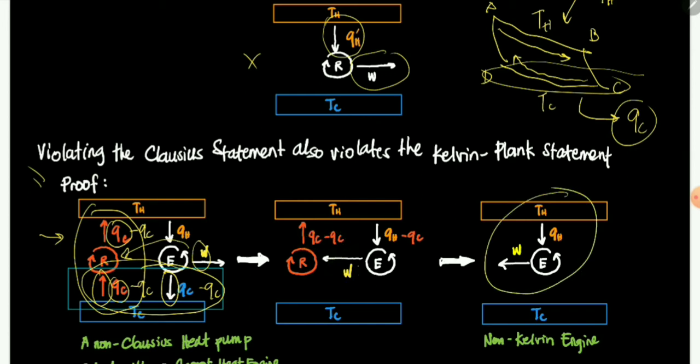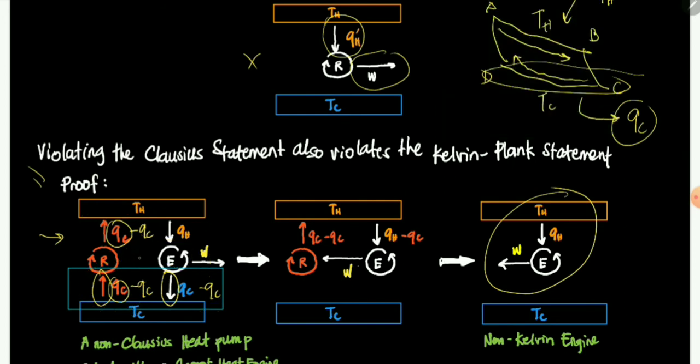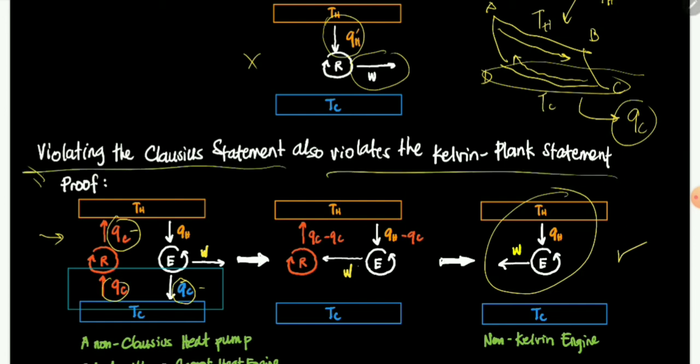Ang mangyayari, magkakaroon ka ng non-Kelvin engine. Okay? So, ang ginawa ko lang ay sinubtract ko lang yung QC sa buong engine. Kasi QC is already canceled dito sa baba. Okay? So, kung ima-minus mo yung QC na to, sa QC na to, dapat i-minus mo rin siya dito. Okay? So, ang mangyayari, magkakaroon ka ng non-Kelvin engine, yung engine na hindi sumusunod sa Kelvin-Planck statement. So, ibig sabihin, if you violate the Clausius statement, you also violate the Kelvin-Planck statement. Yun lang ibig sabihin niya.